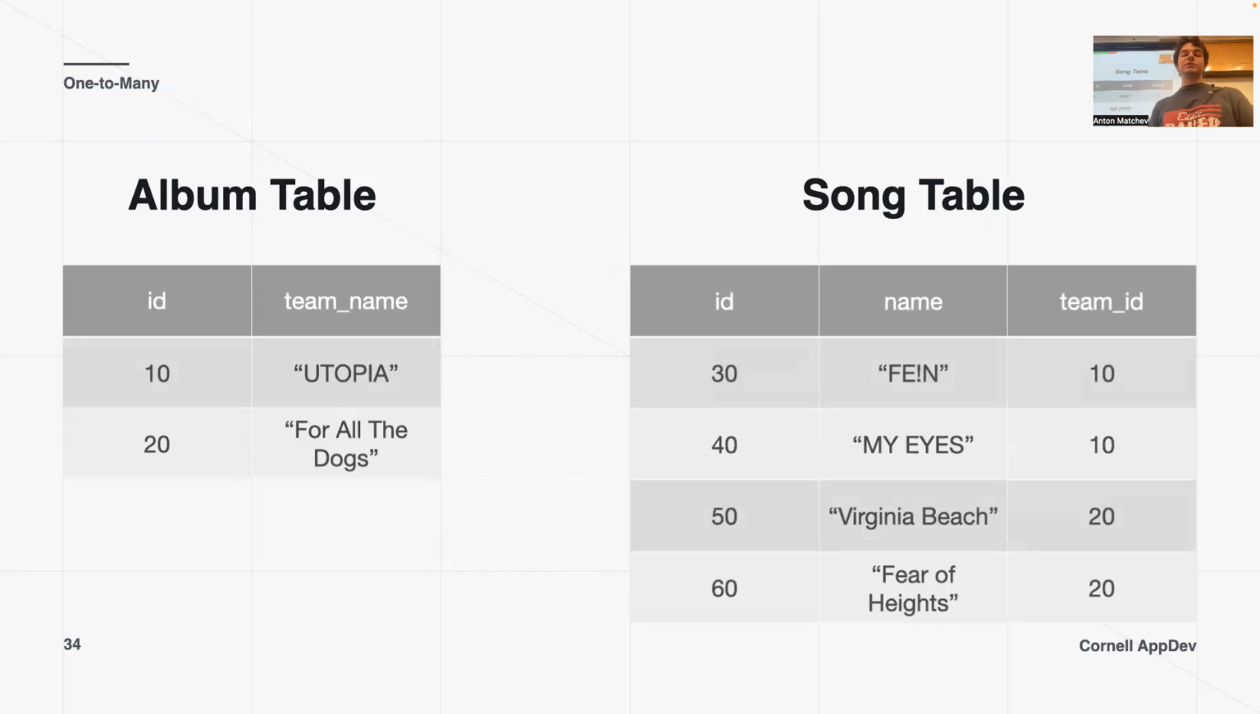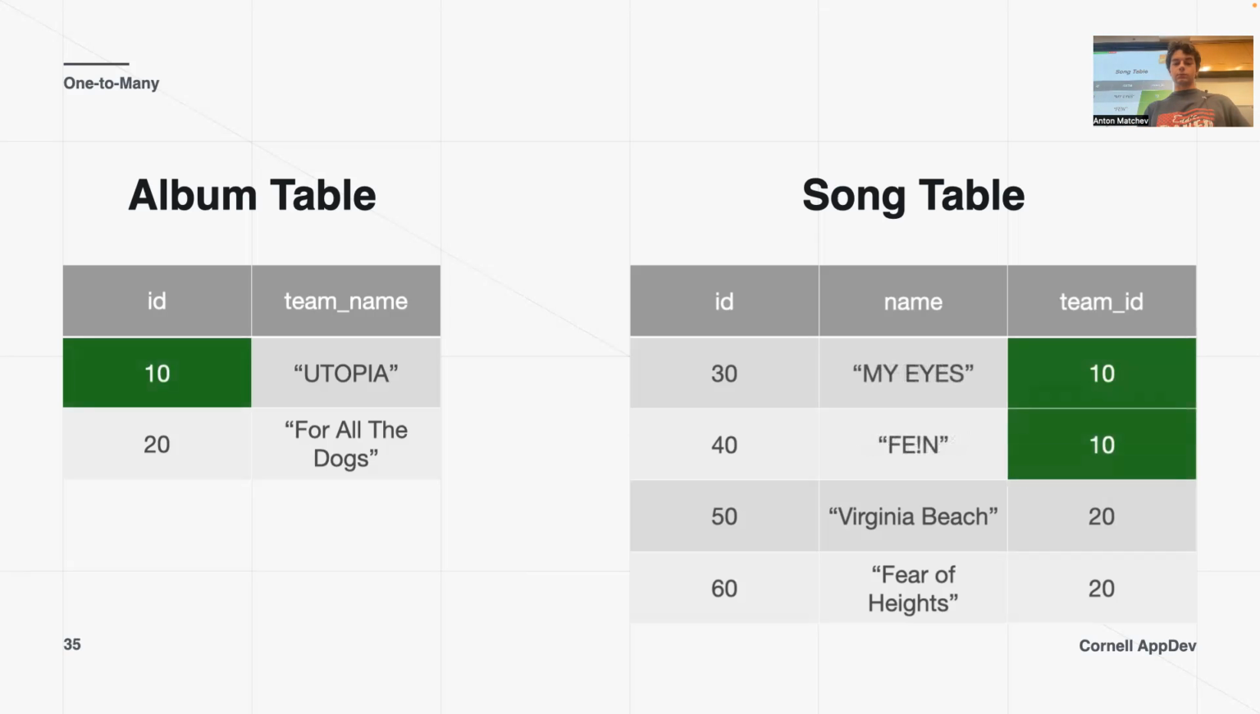And so we can also do this with songs and albums. We see that we have two recent albums, Utopia and For All the Dogs. And we have these songs over here. So again, oh, my bad, team ID. That's supposed to be an album ID. So the album ID of 10 and 10 is going to be referencing the Utopia ID in the album table, and those are the songs in the album. And then the last two entries in the song table, with album ID 20, are going to be referencing For All the Dogs in the album table. And so, yeah.